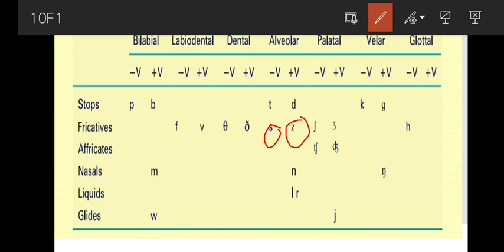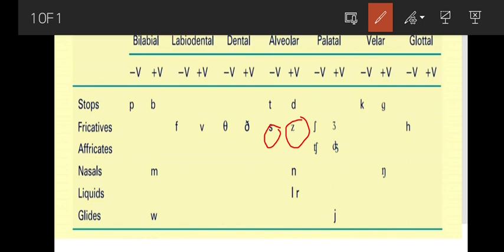When you are pronouncing the sound s, s, s, you will be able to feel, if you put your finger beside your Adam's apple or around your neck, that there is no vibration while pronouncing the s sound. When you pronounce the sound z, z, z, you feel that there is a vibration, and this makes it voiced or voiceless.